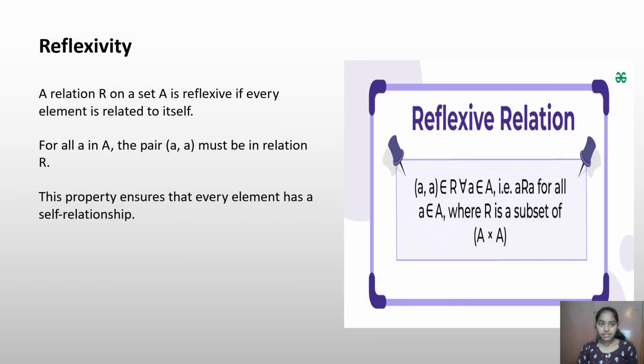Let us discuss the properties one by one. First is reflexivity. A relation R in a set A is reflexive if every element is related to itself. For all a in A, the pair (a, a) must belong to R. This property ensures that every element has a self relationship.